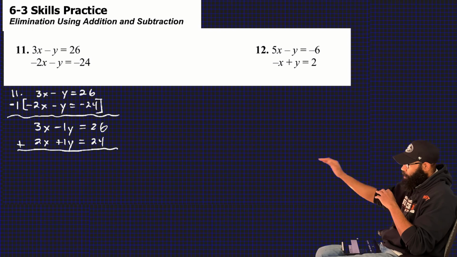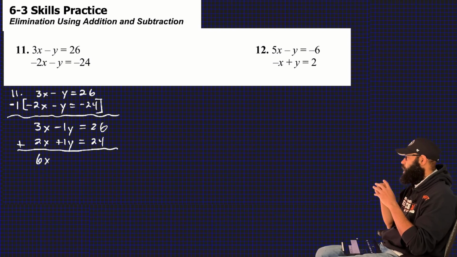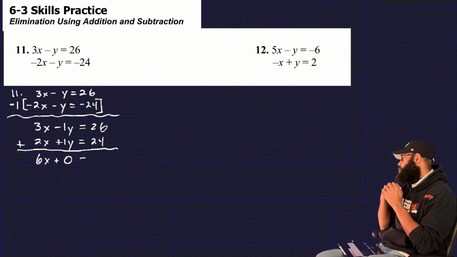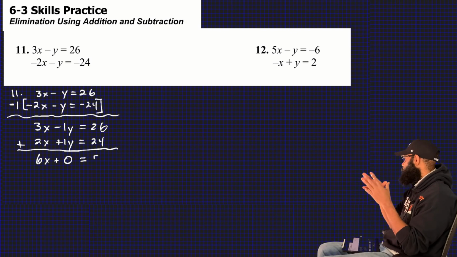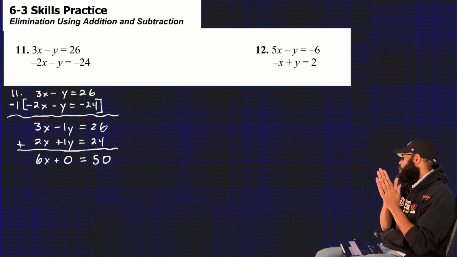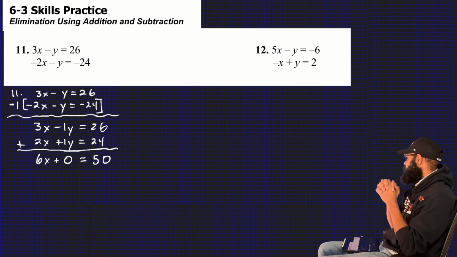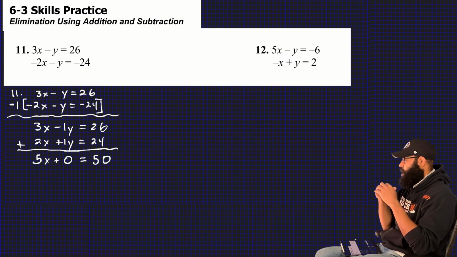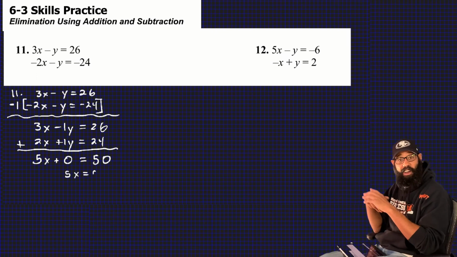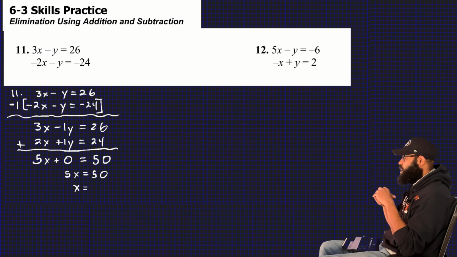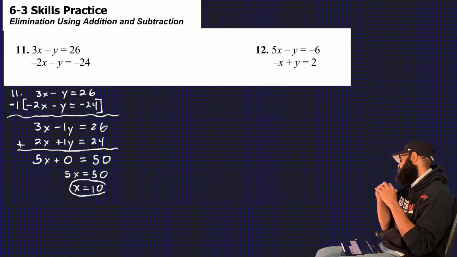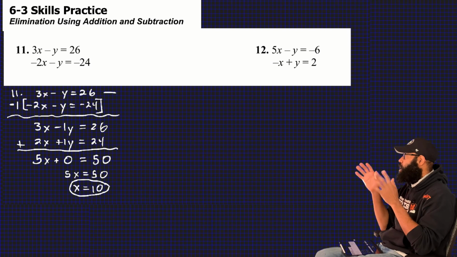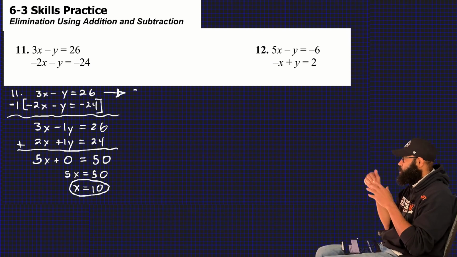Go ahead and add those 2 up, which will eliminate the y terms. That's what we want. 6x plus 0 now is equal to 50. 6x, I didn't think so. Get that out of there. 3 plus 2 is 5, not 6. I must have been thinking multiplication, but at least I caught that mistake. So 5x plus 0 equals 50, 5x equals 50, x must equal 10.